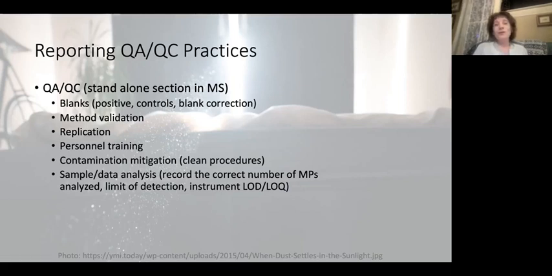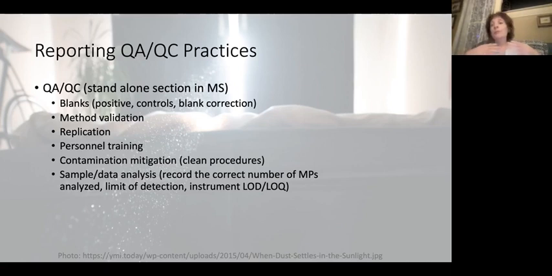So, reporting QA/QC practices. QA/QC is often a standalone section in a manuscript where you're describing all of the different components that we talked about today, and that's pretty normal. And this is normal in the field of analytical chemistry.